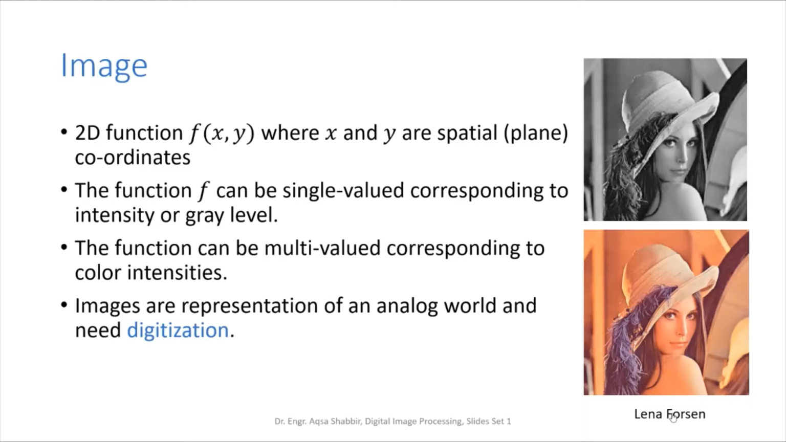Now in case of black and white, or what I will refer to as grayscale images for the rest of this course, the function f is single valued and that value represents the intensity or the gray level of the image. In case of colored images, this function f is multi-valued. Now images are a representation of an analog world. The images are basically analog signals. And in order to process our images through our digital systems, we need to digitize the images.